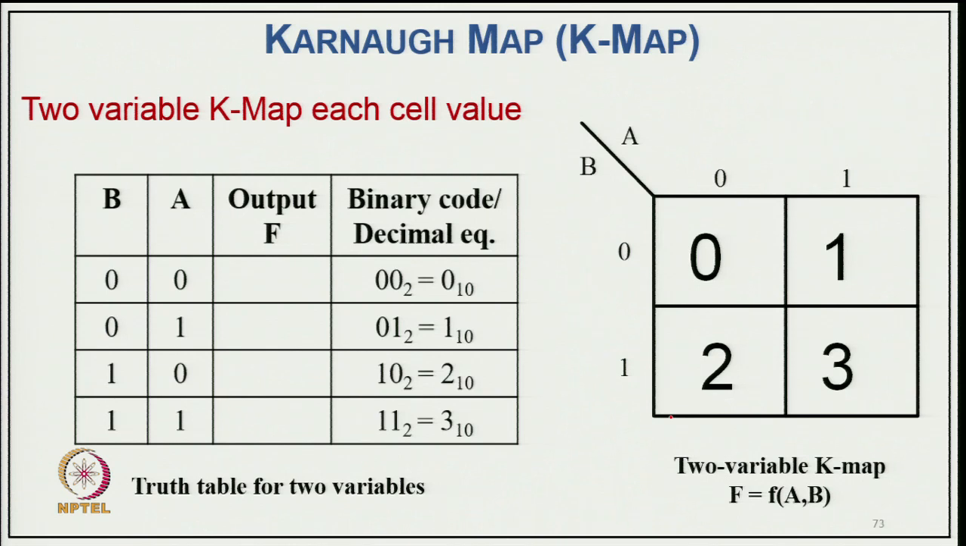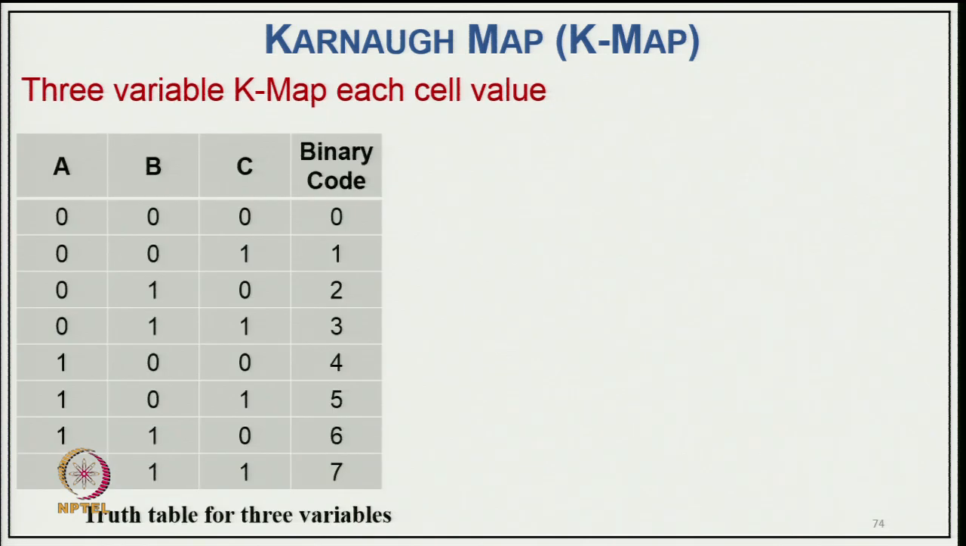Here we have a Karnaugh map between A and B. A can be 0 or 1, and B can also be 0 or 1, corresponding to the combinations A bar B bar and so on, numbered 0 1 2 3. This is a typical representation of the same 4 combinations of A and B, with the output. Here 0 0 is 0, 0 1 is 1, 1 0 is 2 in base 10, and 1 1 is equivalent to 3 in base 10.